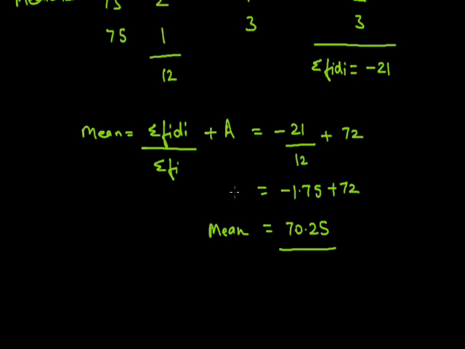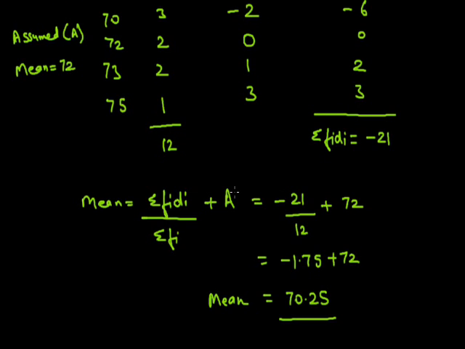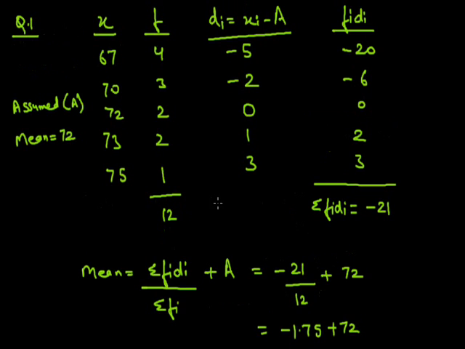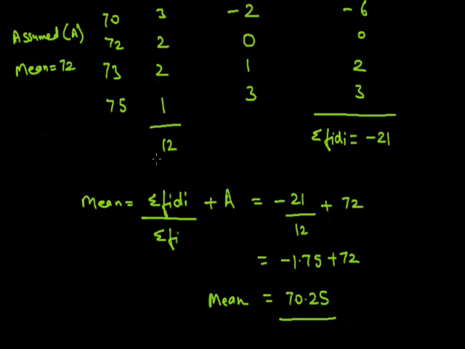So it is easier for us to find the mean by this method, because we are reducing our calculation to a large extent. 67 into 4, 70 into 3 give very big values, and adding all these values and dividing by the frequencies, that is 12, increases the calculation by a large amount. So for reducing the calculation, we are using this method, that is the deviation method, shortcut method, or assumed mean method.